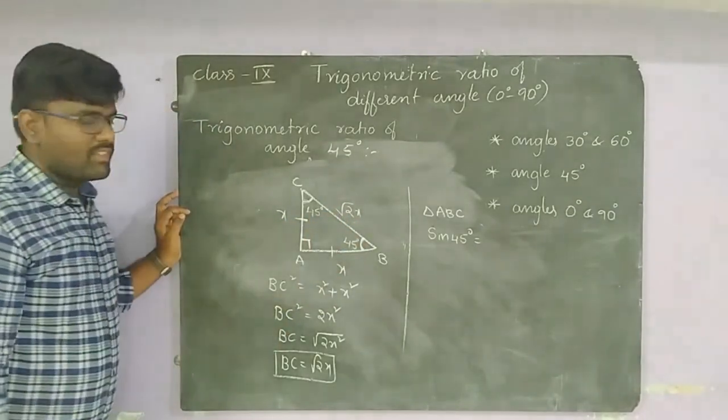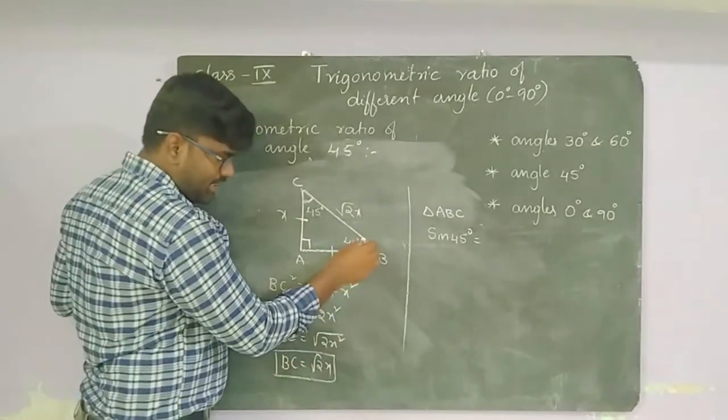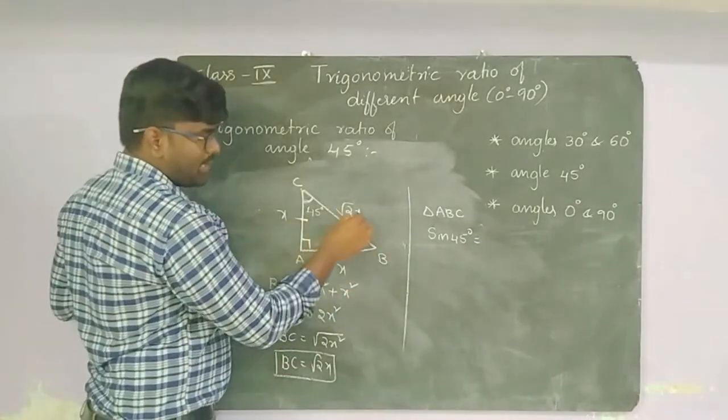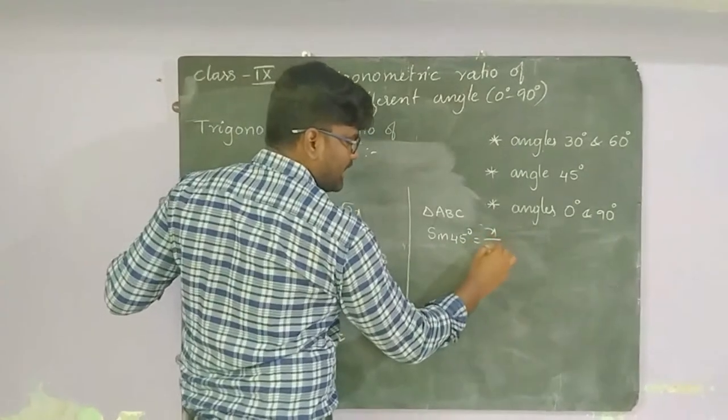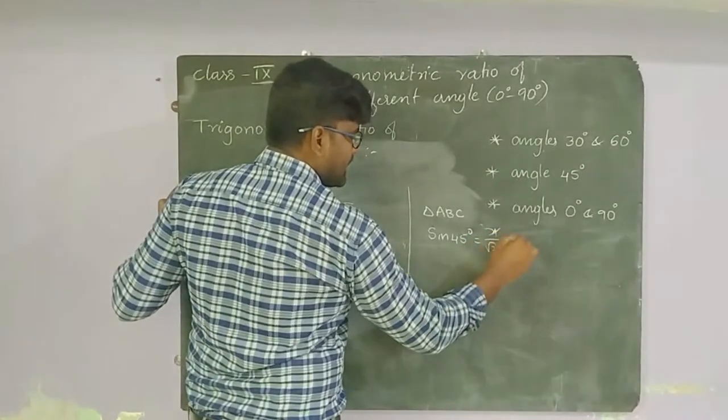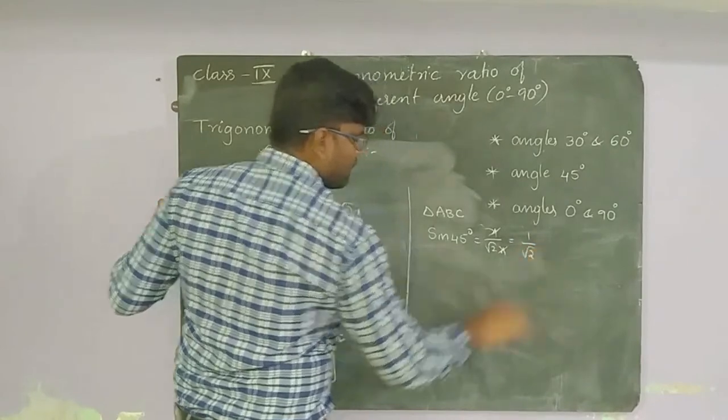Sin 45, what does sin 45 mean? Taking the angle here, it is opposite by hypotenuse. Opposite by hypotenuse means x by root 2 x. Then these two will cancel. Then 1 by root 2.